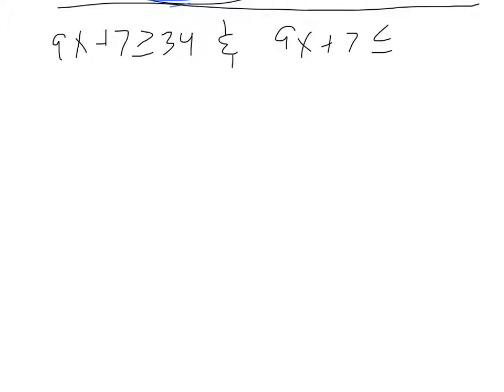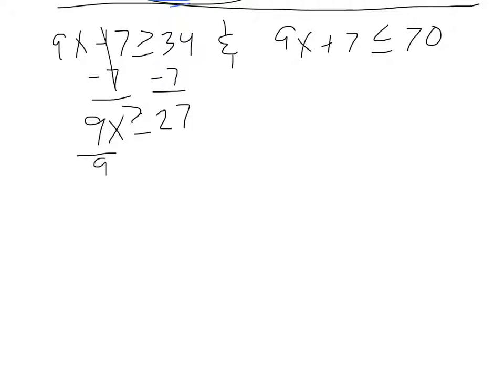So the first one we have is 9x plus 7 is greater than or equal to 34, and 9x plus 7 is less than or equal to 70. Okay, so subtract 7 from both sides here. So it goes 9x is, the 7's cancel, greater than or equal to 27, divided by 9. We get x is greater than or equal to 3.